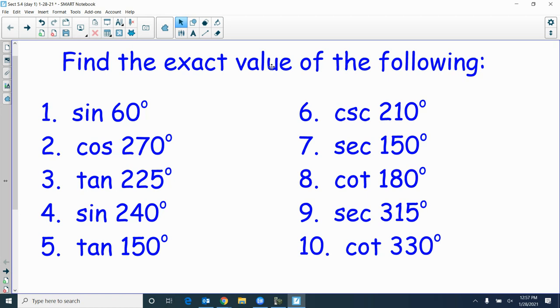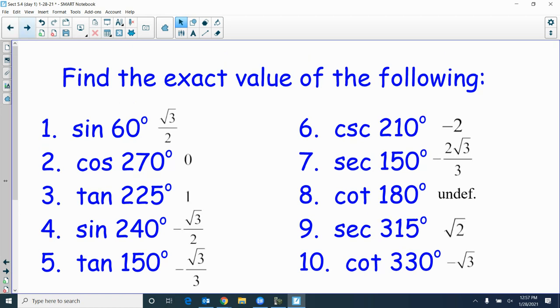All right, take a look at your answers. For here, sine of 60, square root of 3 over 2. Cosine of 270, 0. Tangent of 225 should be 1. Sine of 240 is negative radical 3 over 2. Tangent of 150 is negative square root of 3 over 3.